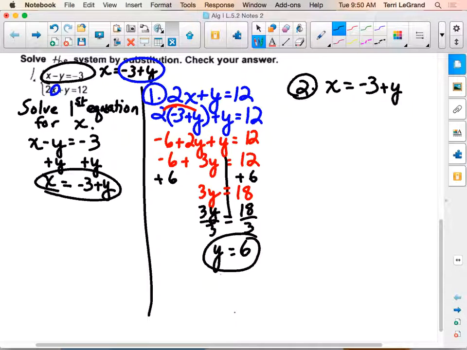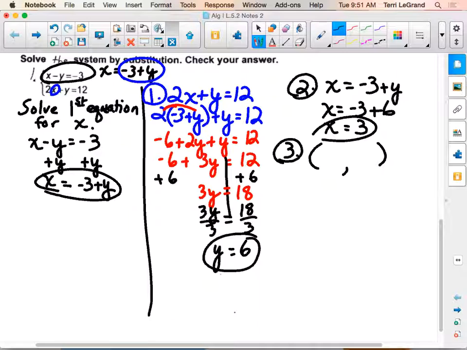Because trust me, if we already named it wrong, we've already gotten the wrong y value anyway, so we're going to catch that in our check problem. So we're going to put our 6 in for our y, and we're going to say our x value is 3. Okay, so now we have our x value. So in step number 3, we write our ordered pair answer. Our ordered pair answer is 3, 6. Our x value is 3. Our y value is 6. There's our solution.